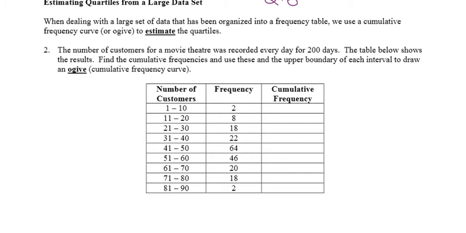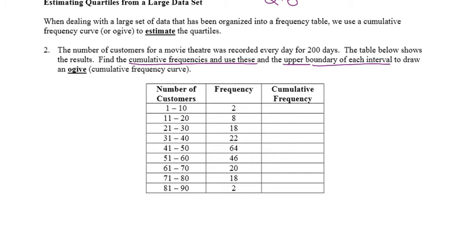The number of customers for a movie theater was recorded every day for 200 days. The table below shows the results. Find the cumulative frequencies and use these and the upper boundary of each interval. Okay, so upper boundary of each interval, cumulative frequencies, to draw an ogive, which is a cumulative frequency curve.